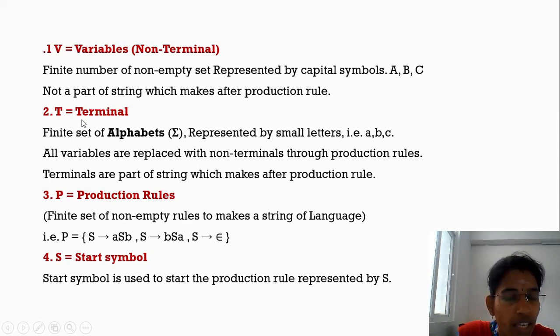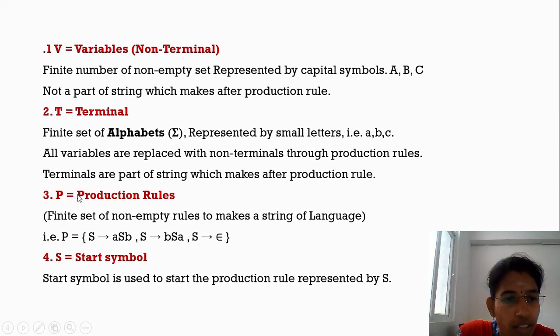The second one, T, represents the terminals. This is also a finite set of alphabets, but represented by small letters, like a, b, c, x, y, z. Variables are replaced with terminals through the production rules. So the terminal is also part of the production rule.